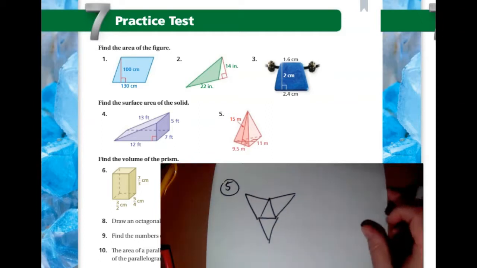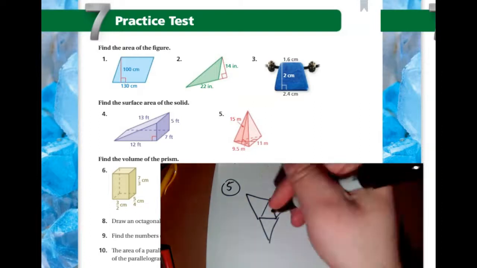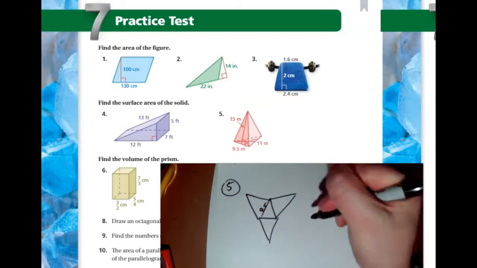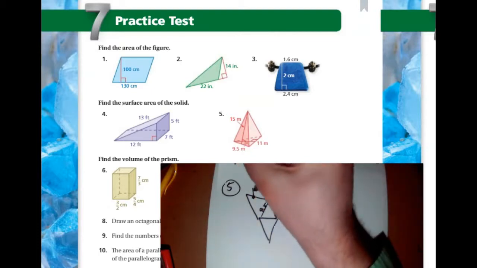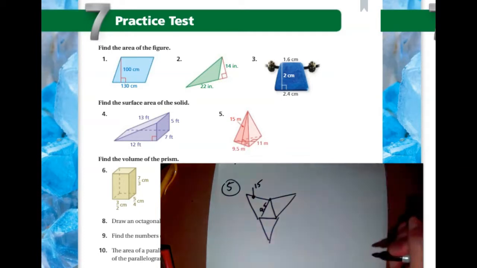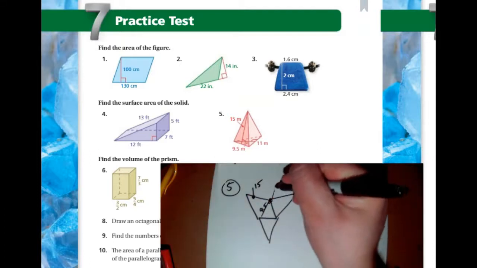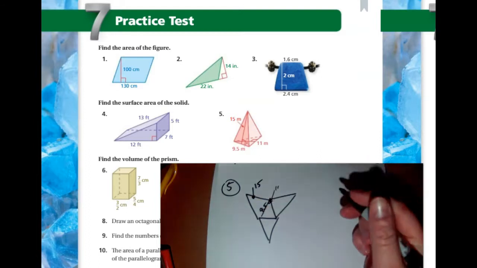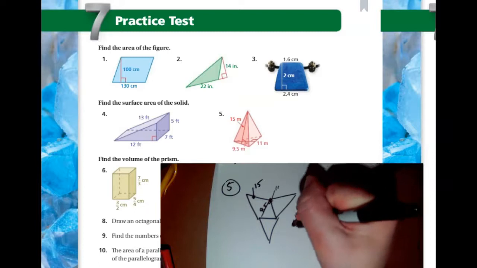Let me try to label some of the information based on what I see. The base of all of my sides is going to be 9.5. The height of all of those lateral faces is 15 meters. And then the height of my base triangle is 11. This is hard to label. 11, and of course 9.5 is the base. So I'm going to first start off by finding the area of the base.